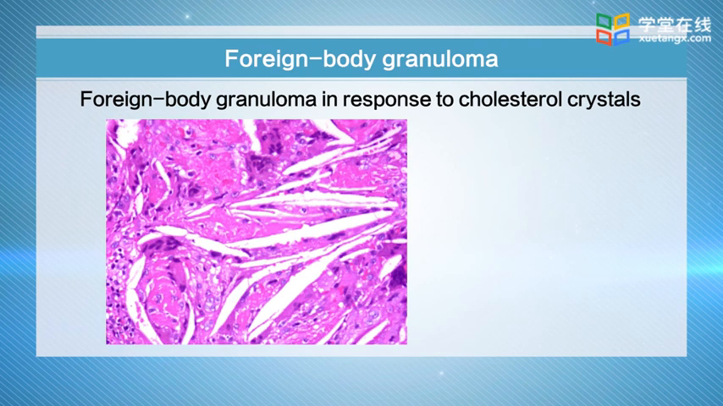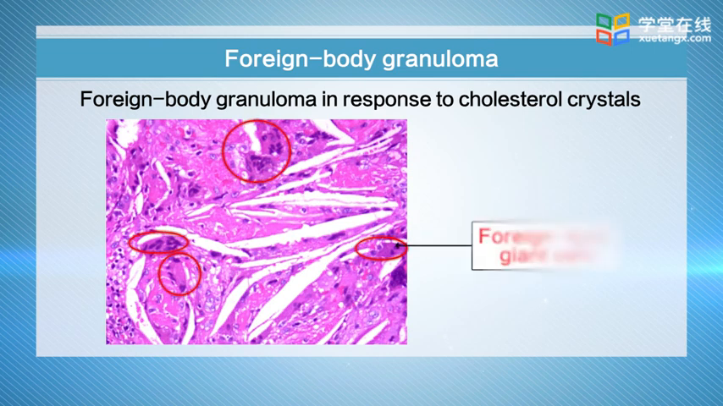This is a foreign body granuloma formed in response to cholesterol crystals. These empty clefts were cholesterol crystals, surrounded by foreign body giant cells and macrophages. The cholesterol crystals were dissolved by the organic solvents typically used in sample preparation, leaving the empty clefts.